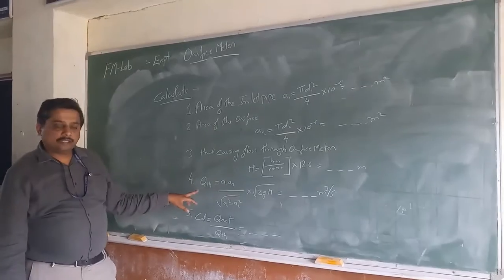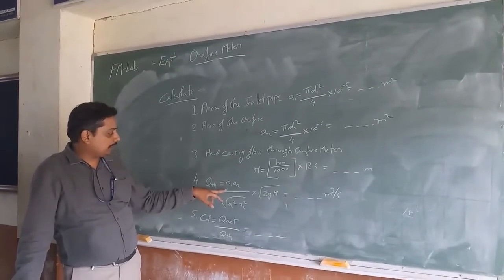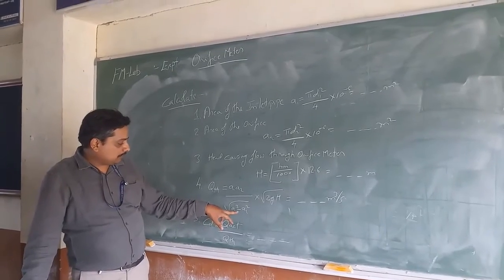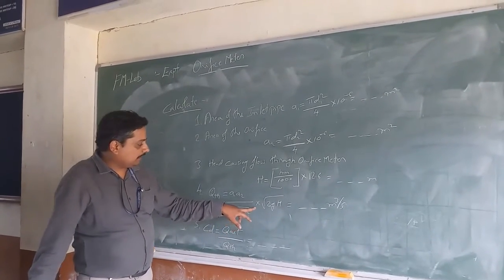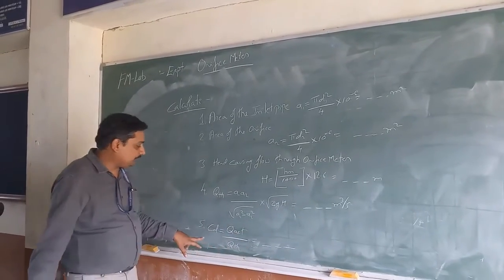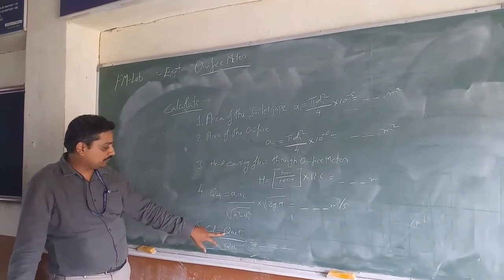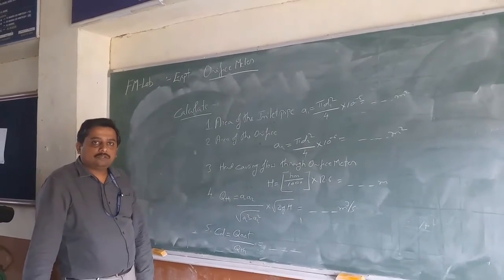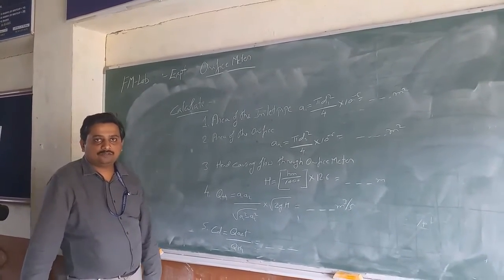Then we are going to find Q actual. So Q actual equals A1 into A2 divided by the square root of A1 square minus A2 square, into the root of 2gH. Then we are going to find CD. So CD is nothing but Q actual by Q theoretical. We are going to do that in the next coming videos. So thank you very much.